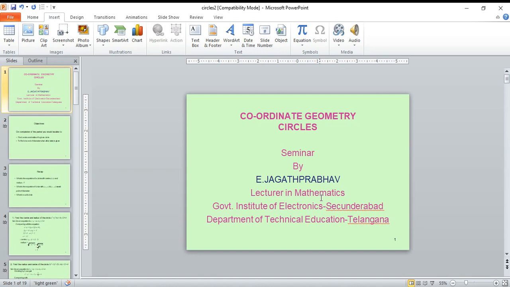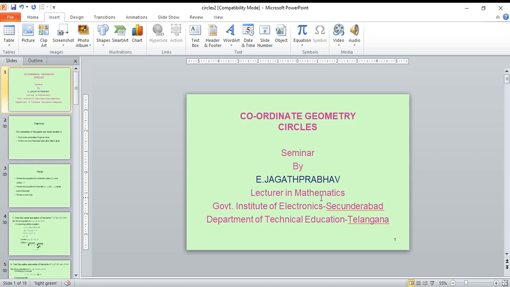Today we are going to discuss circle. Last class we discussed the definition of circle, center of circle, formation of circle, and two circle equations. The two circle equations are (x minus h) whole square plus (y minus k) whole square equal to r square, and the other is the circle having two points as the end points of a diameter.